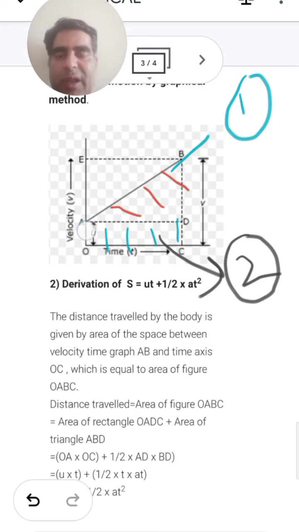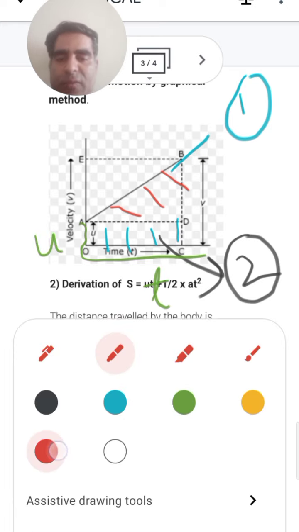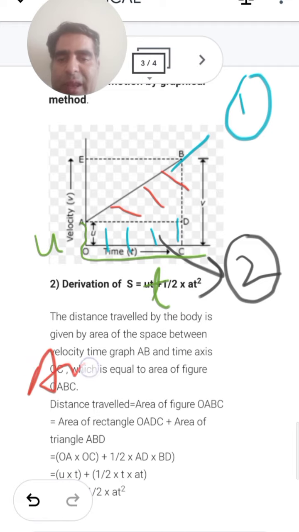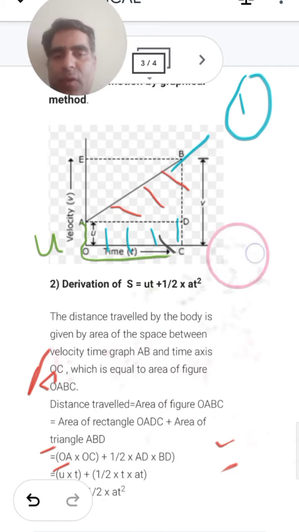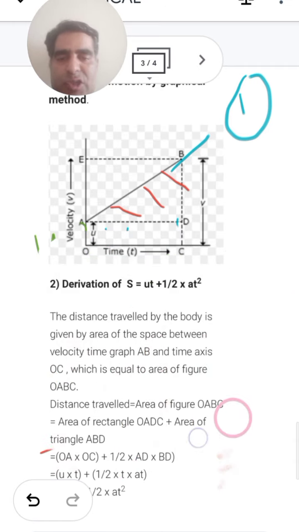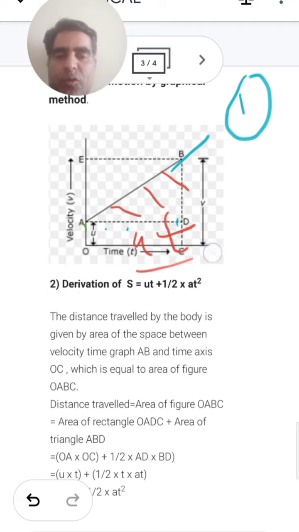In the rectangle we have u and this one is given as t. The area of the rectangle is equal to length into breadth. The length is t and the breadth is u. So the area of this rectangle is u into t. So dear student, you get the area of this rectangle as u into t.